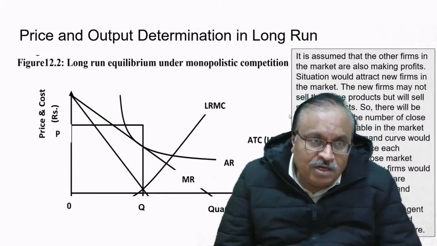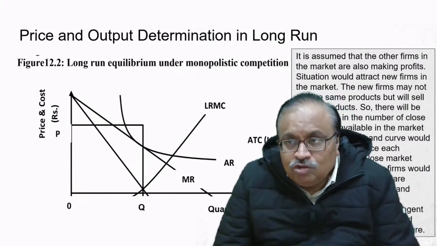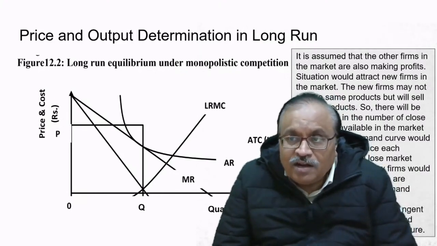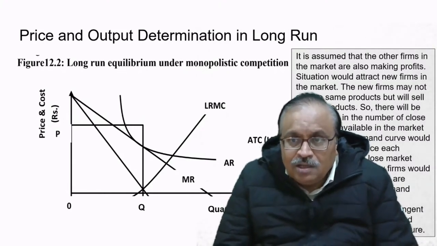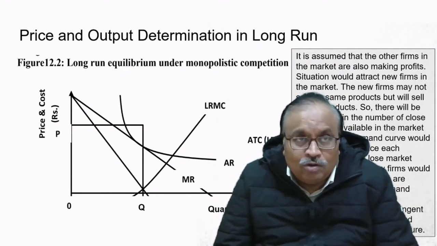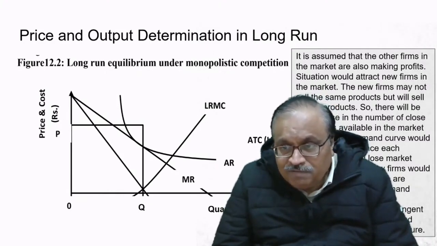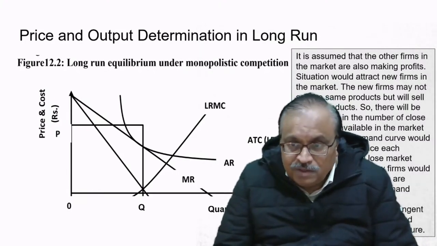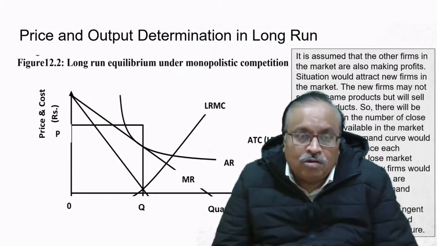So in the short run, we have already seen those graphs. Now for the long run, it is assumed that the other firms in the market are also making profits. This situation would attract new firms into the market. The new firms may not sell the same products, but will sell similar products. So there will be an increase in the number of close substitutes available in the market, and hence the demand curve would shift downwards, since each existing firm would lose market share.